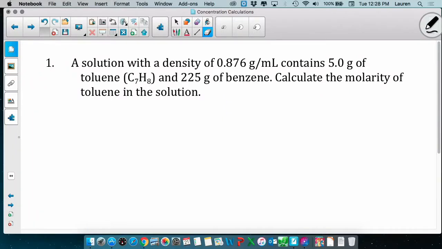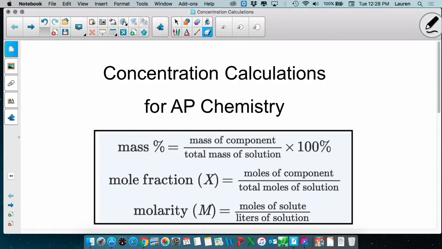Hey guys. So, what we got going on today is we're going to be doing some advanced concentration calculations for AP Chemistry. In AP Chemistry, sometimes the concentration calculations are not always that straightforward. So, I'm going to teach you how to solve them by looking at the units.